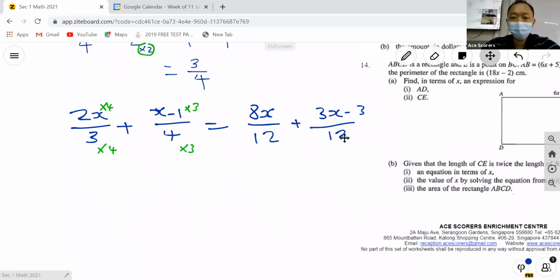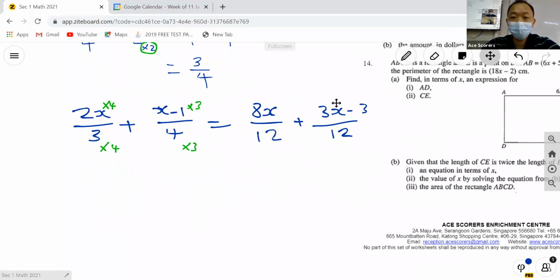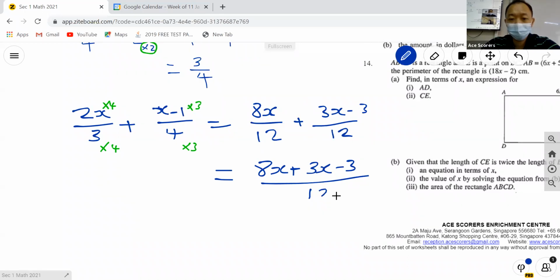And once we have this common denominator, we can evaluate the numerator. So 8x plus 3x minus 3 divided by 12. So 8 plus 3 is 11 over 12. That's the final answer.